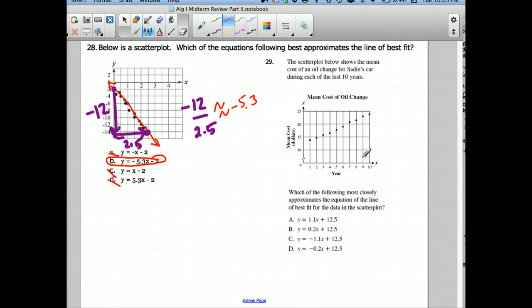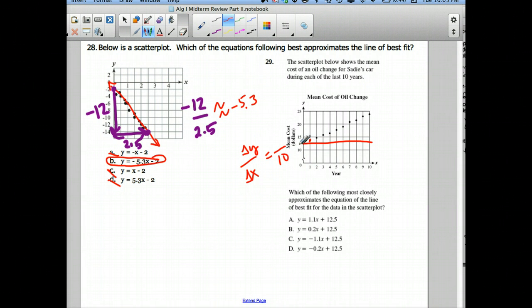So now, moving over. So this is the cost of oil for Sadie's car during each of the last 10 years. Cost of oil changes. Price of oil goes up. So again, let's look at the slope. From here we go from like 1 to let's continue it backwards here. So here our change in x is 10. And what does our change in y look like? From 1 to 10 right here. 0 to 10, I mean.